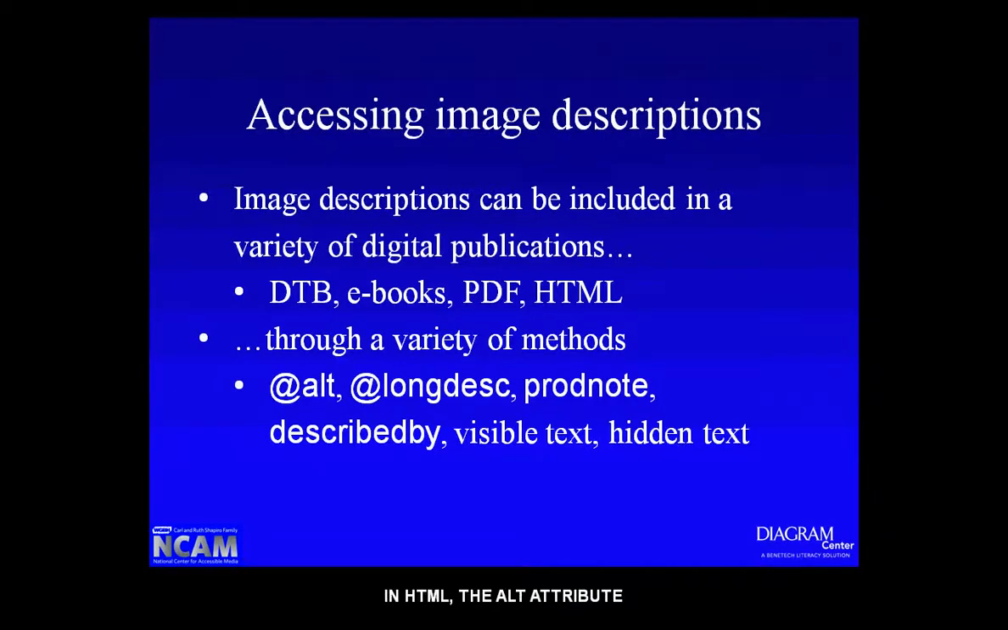In HTML, the alt attribute, I'm sure many of you know about that, the longdesc attribute as well. In digital talking books, there's an element called prodnote. In ARIA, a specification from the W3C, there is a property called describedby, among many others, that can be used to link an image to a text description. You can make descriptions visible in a number of ways. You can make them invisible so that only people with assistive technology might see them.